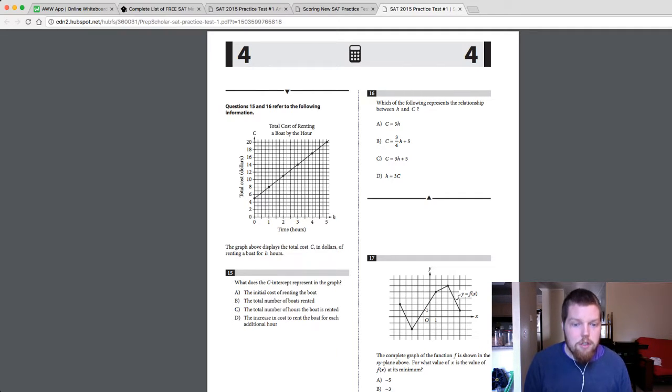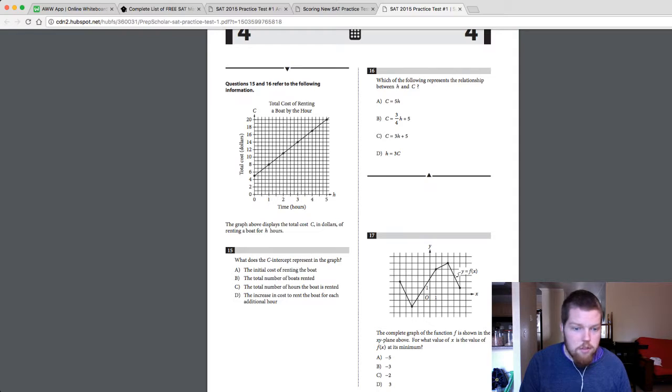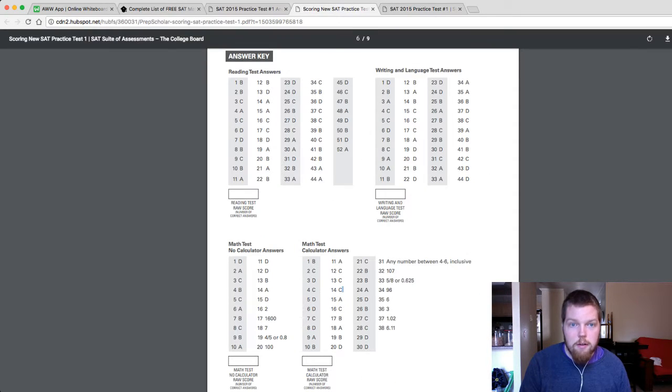So the y-intercept represents the initial cost of renting the boat, the total number of boats rented, the total number of hours the boat is rented, or the increase in cost to rent the boat for each additional hour. It's the initial cost of renting the boat. A for number 15, A.